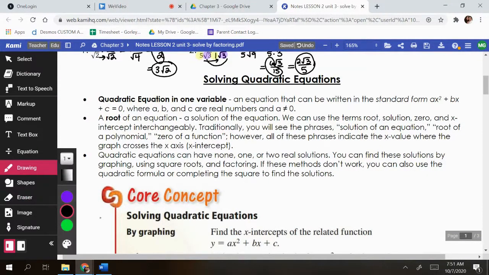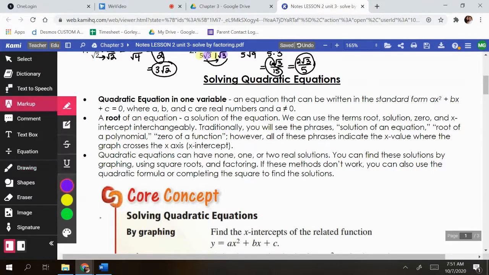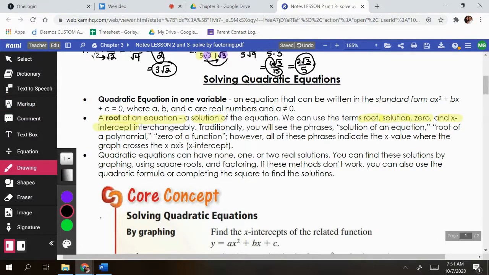It says a quadratic equation in one variable is an equation that can be written in standard form as ax squared plus bx plus c equals 0. A root of an equation, we already talked about this last note. It's a solution of the equation. We can use the terms root, solution, 0, and x-intercept interchangeably. So don't forget about that.